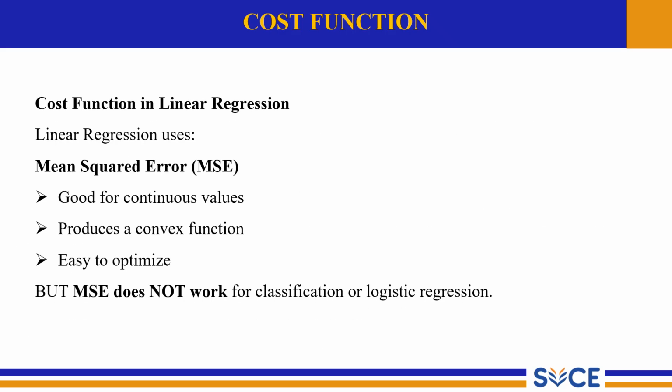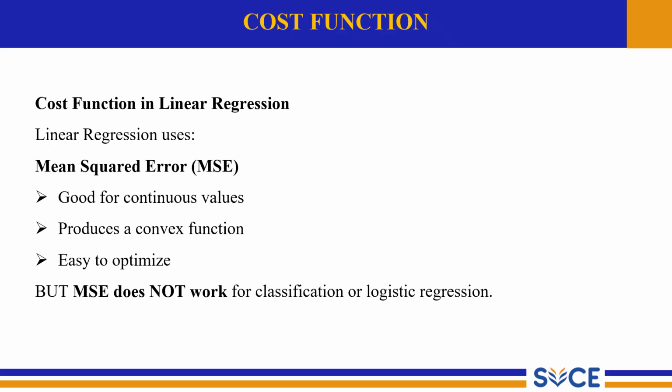In linear regression, the common cost function is mean squared error, also denoted as MSE. MSE calculates the average of the squared differences between predicted and actual values. It is well suited for continuous values, producing a smooth convex function that is easy to optimize using gradient descent. Minimizing MSE helps the model find the best fit line that predicts values as accurately as possible.